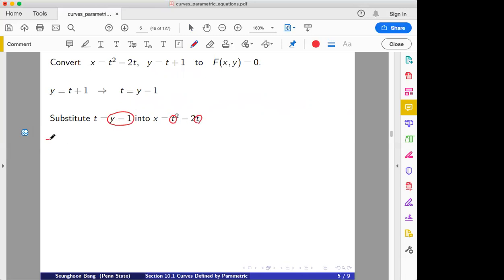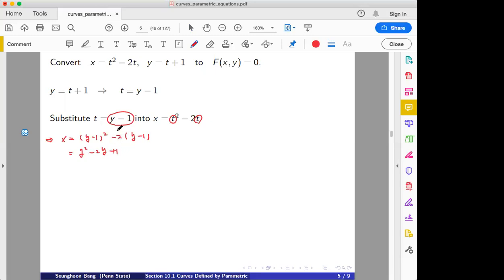Here, what's x? x equals (y minus 1) squared minus 2 times (y minus 1). Next, simplify. The (y minus 1) squared is (y minus 1) times (y minus 1). Y times y, y squared. Outer, inner: y times minus 1 plus minus 1 times y, we have negative 2y. The last, minus 1 times minus 1 is positive 1.